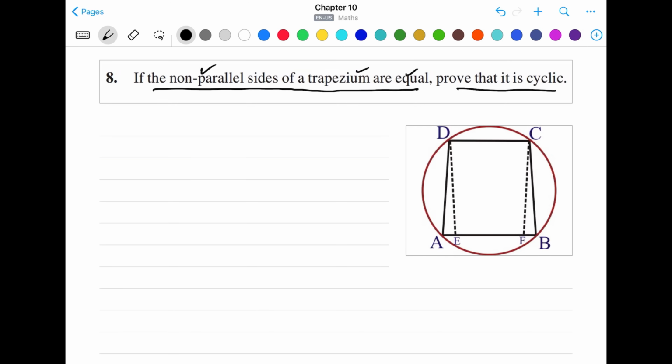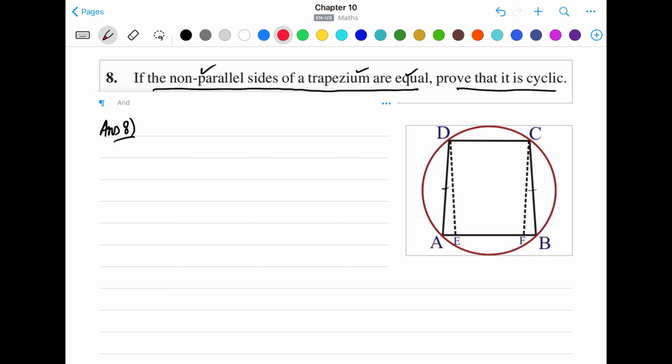We have the trapezium which is inscribed in the circle. All 4 points of the trapezium are on the circle. We have to prove that if its non-parallel sides are equal, that means these two sides DA and CB, if they are equal, then it is a cyclic trapezium. Okay, so let's start the answer.